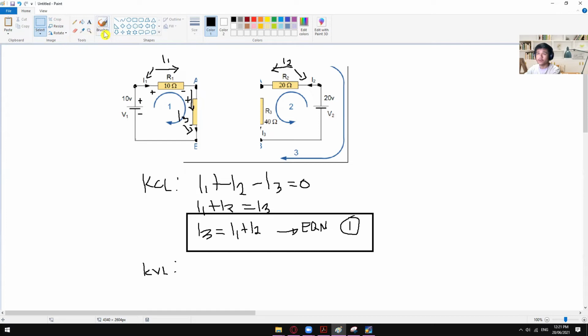To have a KVL, first is the voltage source, which is 10 volts. I will get the sign, or the polarity, this positive sign right here, the outer part of this component. So I will get positive 10 volts, followed by this voltage drop on the R1. How do we get the voltage drop on R1? Going back to our equation, we have V1 is equal to I1 times R1. Since we know that we're going to have a voltage drop, it will not be added to our voltage source. Instead, it will be deducted from our voltage source.